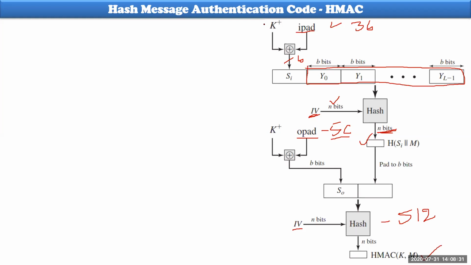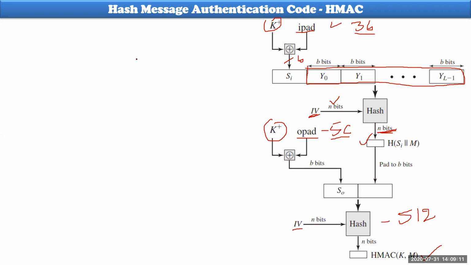So look at this. In this whole algorithm, we have used the key twice. The consideration of iPad and OPAD is also very important. iPad will always be 36 in hexadecimal for 64 times. OPAD will be 5C in hexadecimal for 64 times. If you append for 64 times continuously, then it becomes 512 bits. That is the actual length of B bits here, so that you can perform the operation.